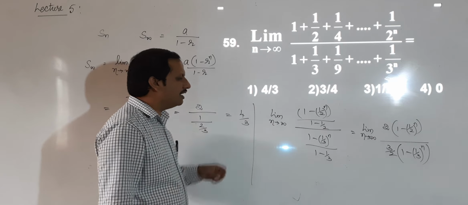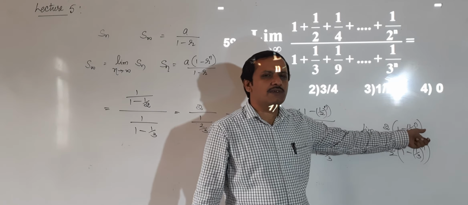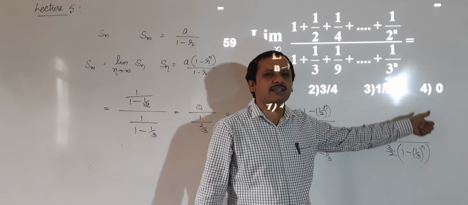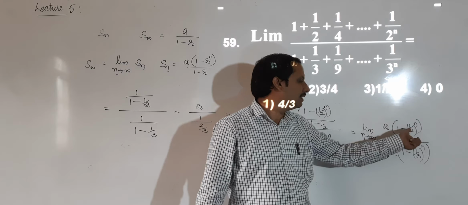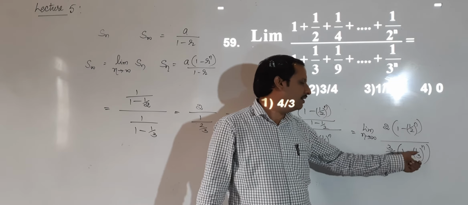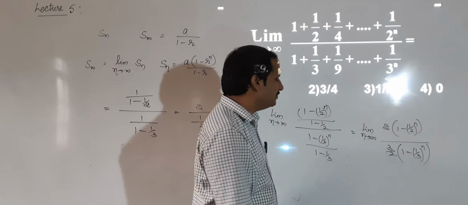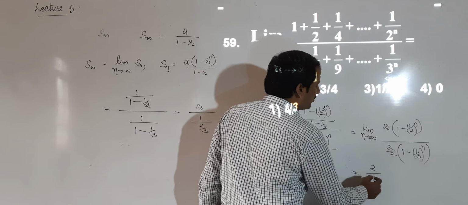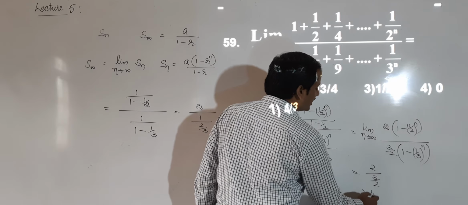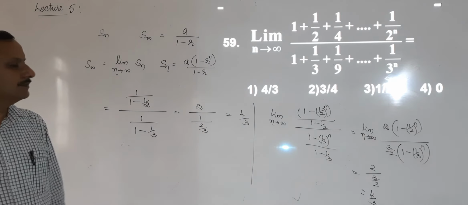As n tends to infinity, 1 by 2 whole power n, this fraction is less than 1. So when the fraction is less than 1 and the power tends to infinity, the fraction value becomes 0. Similarly, 1 by 3 is also less than 1. So as n tends to infinity, this 1 by 3 whole power n will become 0. So the answer is 2 by 3 by 2, that's equal to 4 by 3. You can do it in this way also.